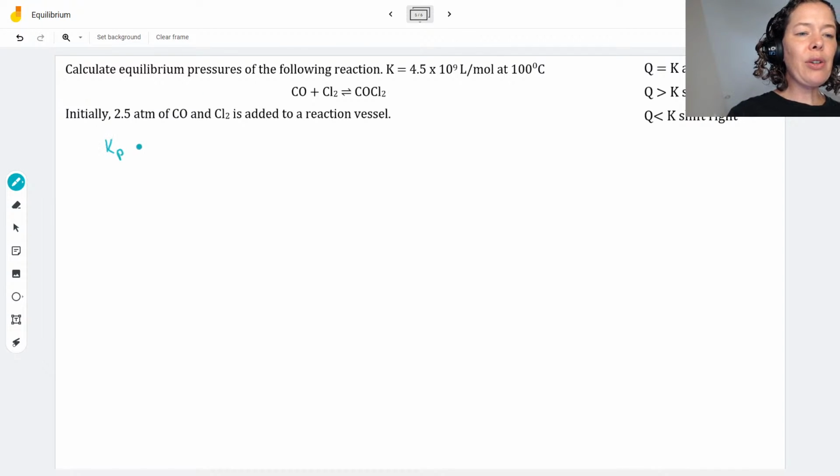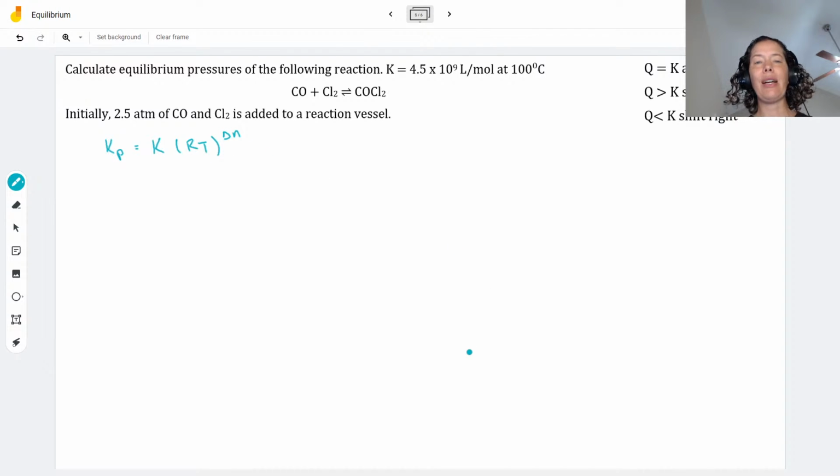So if we are going to calculate Kp, we are going to take K and we are going to multiply it by RT raised to the delta n. So let me break this down just a little bit. Kp is your equilibrium constant with pressures. When we just write K, or sometimes you'll see it written as Kc, that is your equilibrium expression with concentration. So again, this is just a conversion to go from concentrations to pressure, and the way we do that is we use R, which is our universal gas constant, times our temperature, which thankfully our problem gave us, and our delta n.